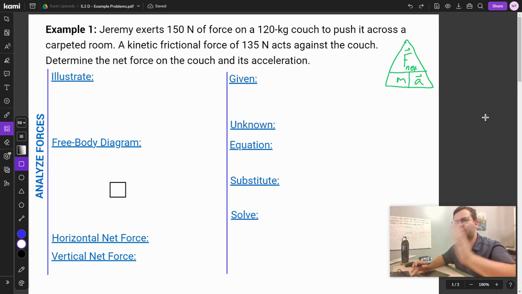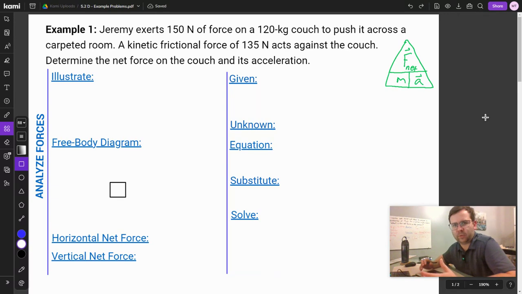And so you'll see on the left, I have this section called Analyze Forces. To do that, we need to illustrate the situation. We need to draw a free body diagram. And then we need to separately identify what is the horizontal net force and what is the vertical net force. In our class, we're always going to have one of those values balance out completely, maybe both of them. We're not going to have a net force in both horizontal and vertical directions, though. That would be beyond the scope of this series. So instead, you're just going to figure out what's the horizontal net force and the vertical net force.